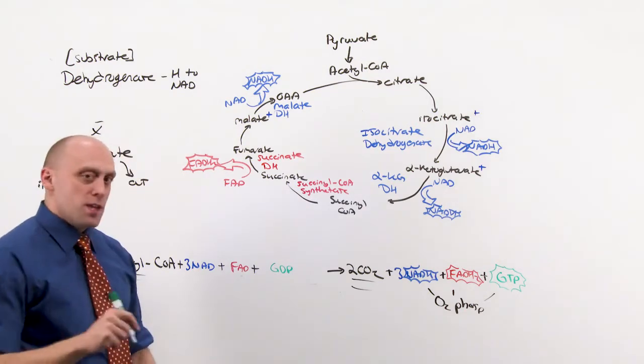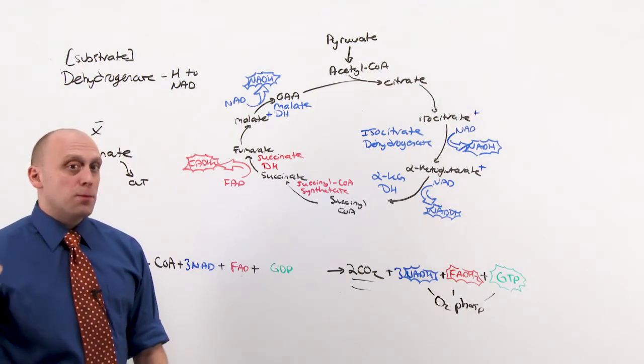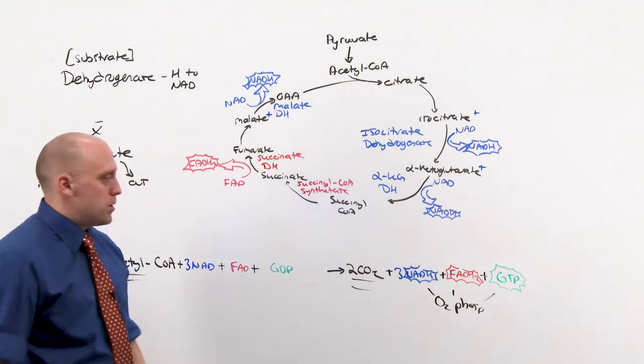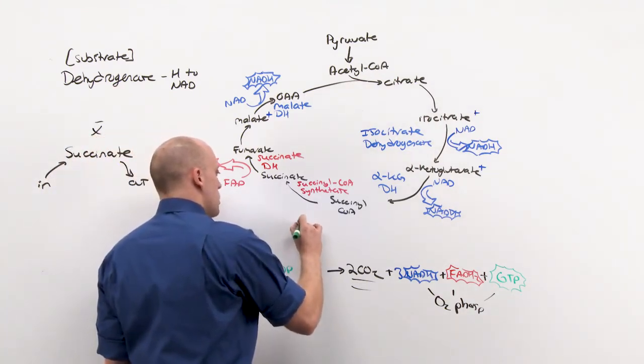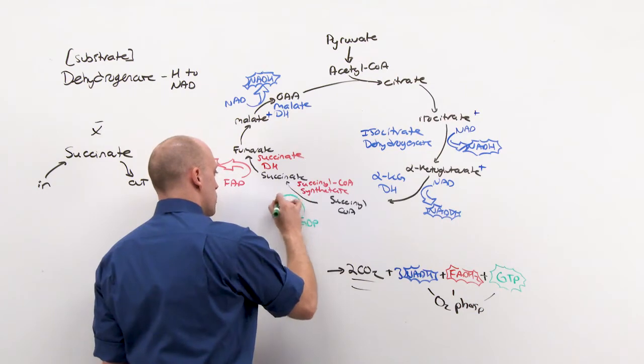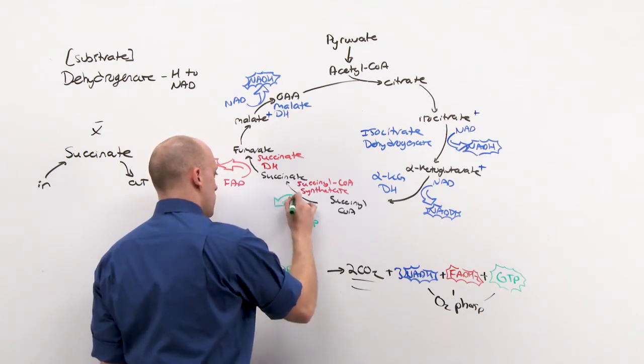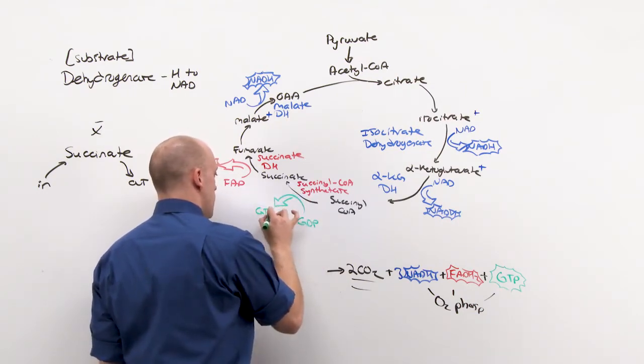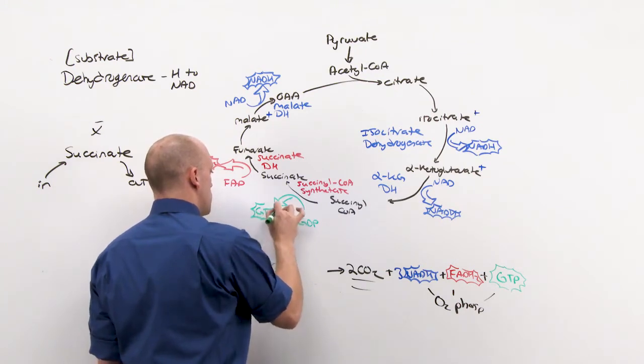I saved it for the end because it is the most important, not because it's rate limiting, but because it is the only other substrate level phosphorylation that we have other than in glycolysis, where a GDP is phosphorylated to GTP.